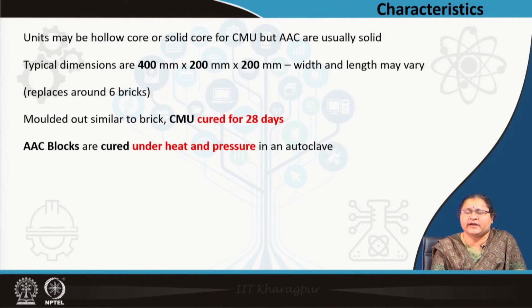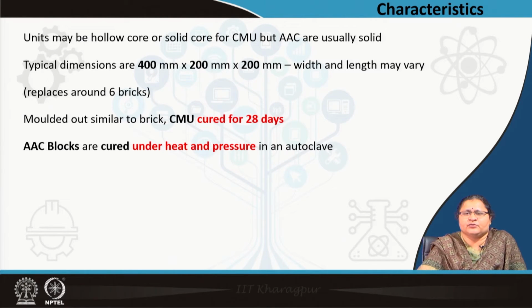You can have 75 thick or 100 millimeter thick units for the internal partition walls. So, these units typically are of this dimension. However, you can change the dimension when you are ordering, and the molds will be used accordingly. So, these all are molded out.